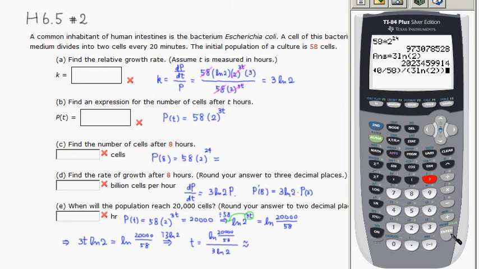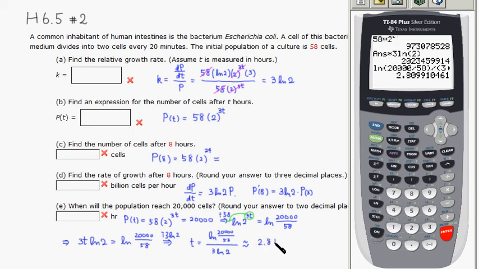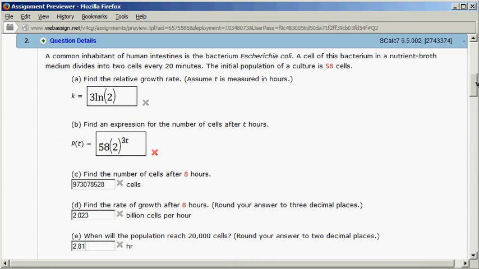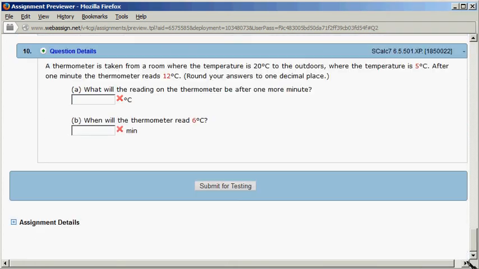Let's compute that. Rounding the answer to 2 decimal places, it's going to take about 2.81. So let's type it in: 2.81. Now let's submit for testing.